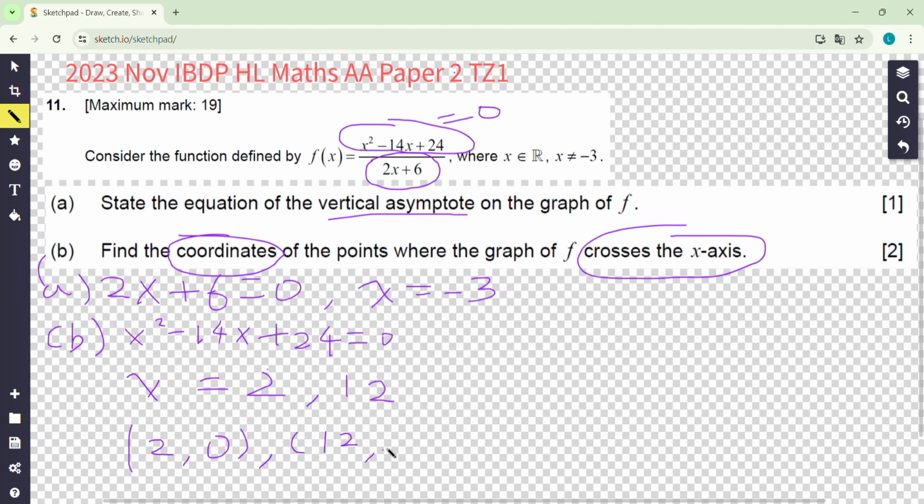Be careful and look carefully at the question, lest you may lose one mark even if you got the correct answer. You got it? Well done.